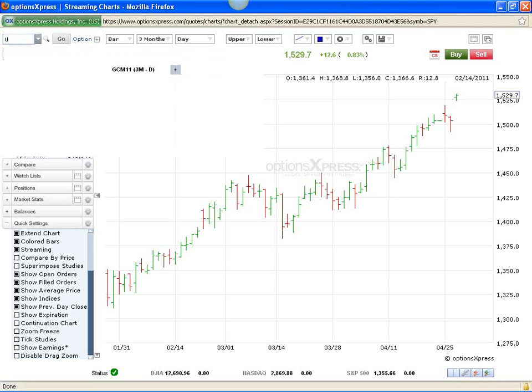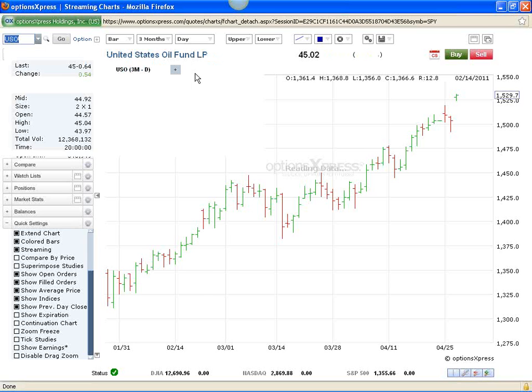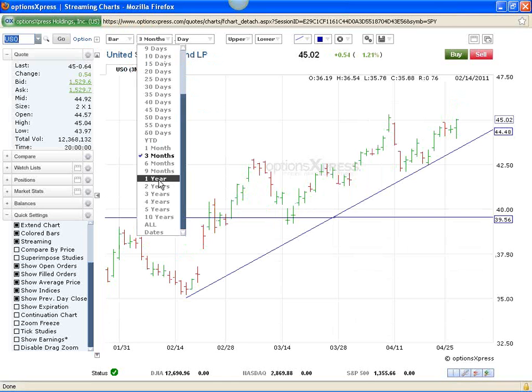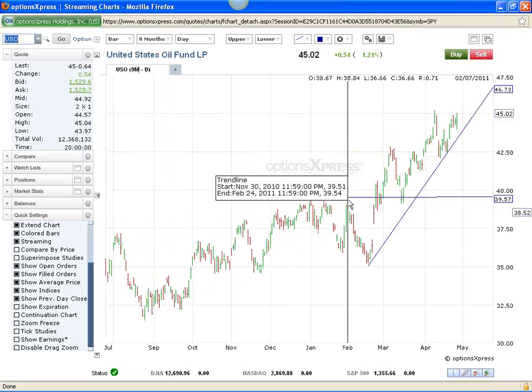So I'm going to bring up USO. Okay, so United States Oil Fund, tracking oil prices. All right, let's look at it on a longer term. Some of these trend lines and things like that might be out of date, but looks like that one is still in play. So there you go.